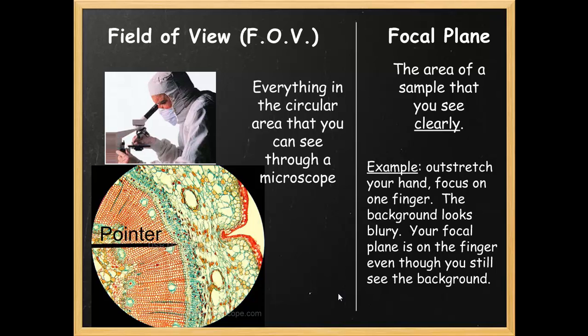So, for example, take a minute, stretch out your hand, hold your hand up, and focus on one finger. You'll notice that the background behind your fingers looks blurry. That's because your focal plane is on the finger, even though you still see the background. You can do the opposite: focus on an object behind your finger, and all of a sudden your finger appears blurry because now you've switched your focal plane to look at that other object.